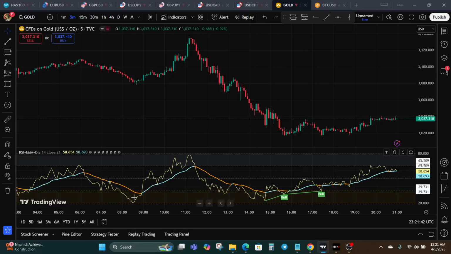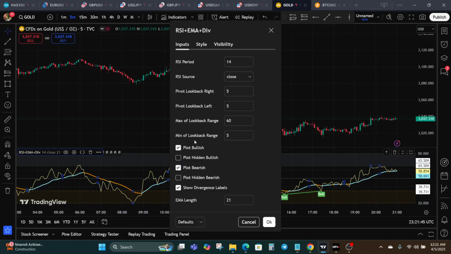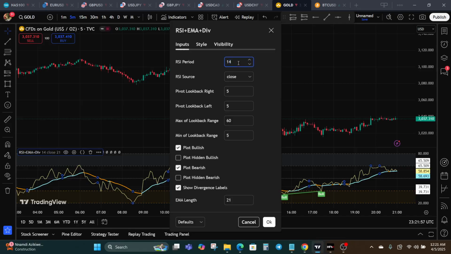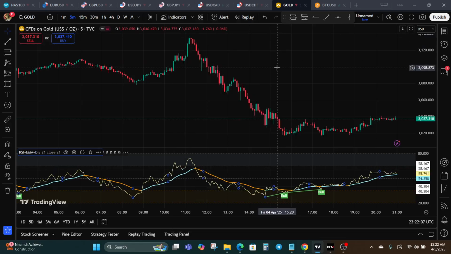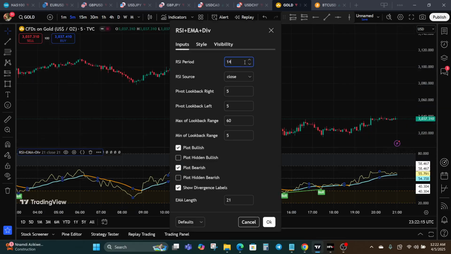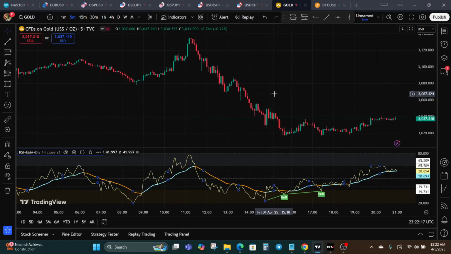Once added to your charts, I recommend changing the RSI period to 14, if it is not at 14 already, for standard use. But if you are scalping, you can set this to 7. And if you want a smoother crossover signal, maybe if you are trading for a longer duration, you can set it to 21. All right. Let's just change this back to the 14 default.